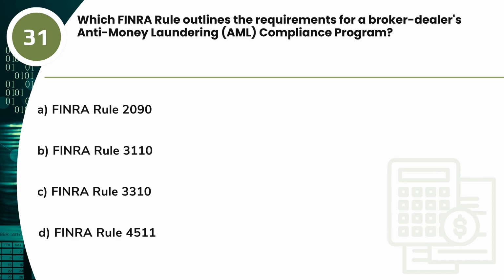Question 31. Which FINRA rule outlines the requirements for a broker-dealer's anti-money laundering (AML) compliance program? A. FINRA Rule 2090. B. FINRA Rule 3110. C. FINRA Rule 3310. D. FINRA Rule 4511.